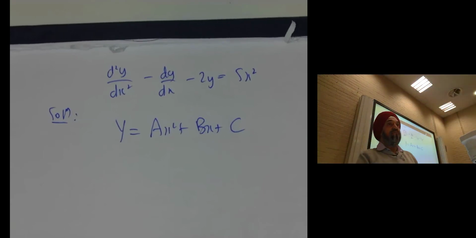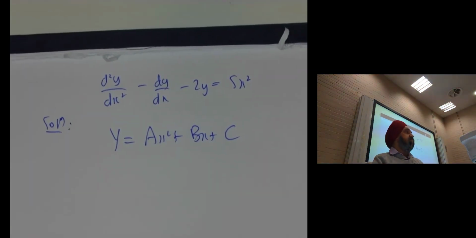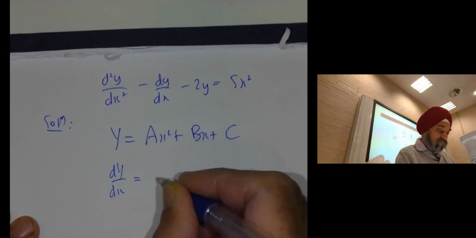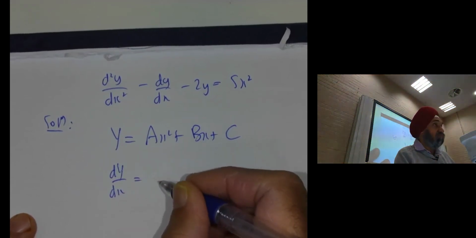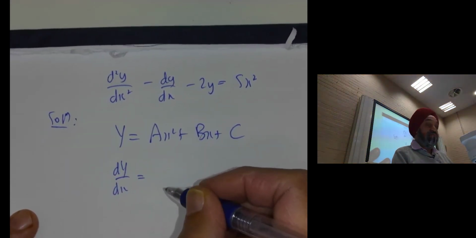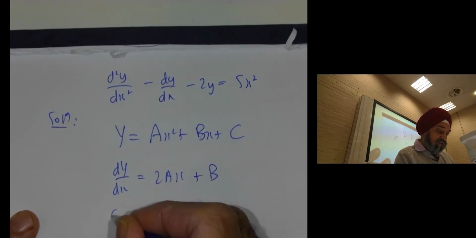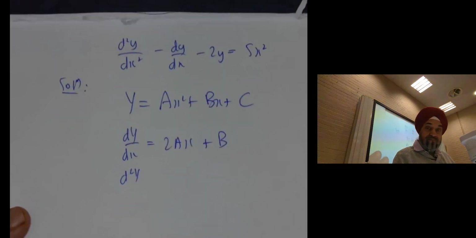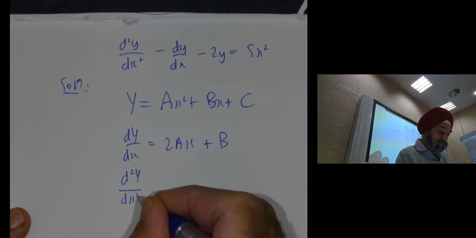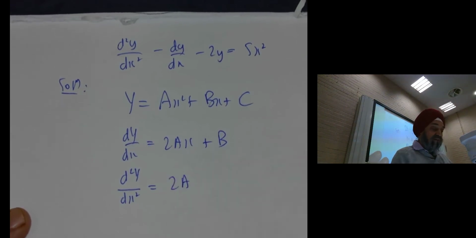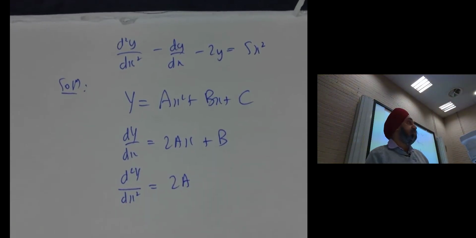So we've got to find the values of a, b, and c. How do we find them? Differentiate. dy dx: if we differentiate this, what do we get? 2ax plus b. Differentiate again, what do we get? 2a. Well, how do we find the values of a, b, and c?